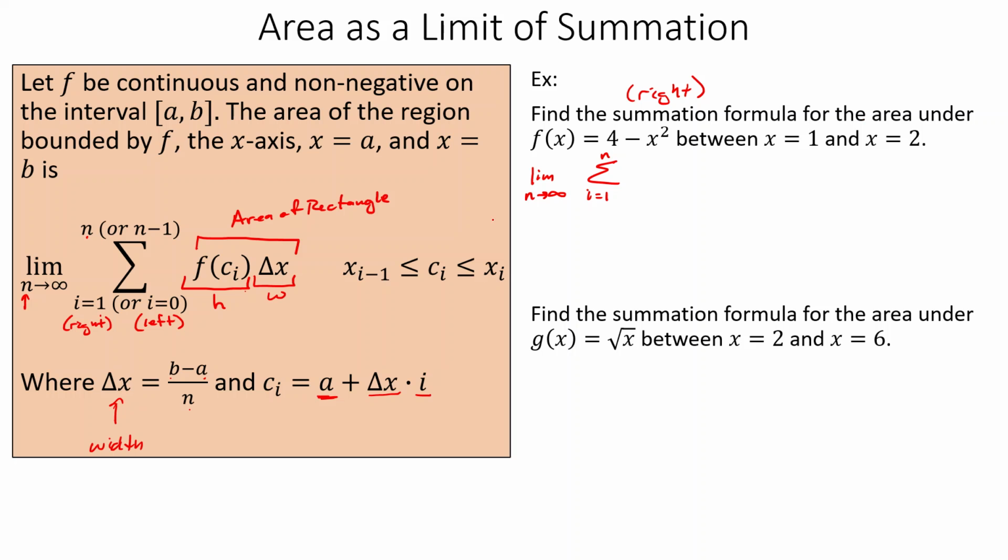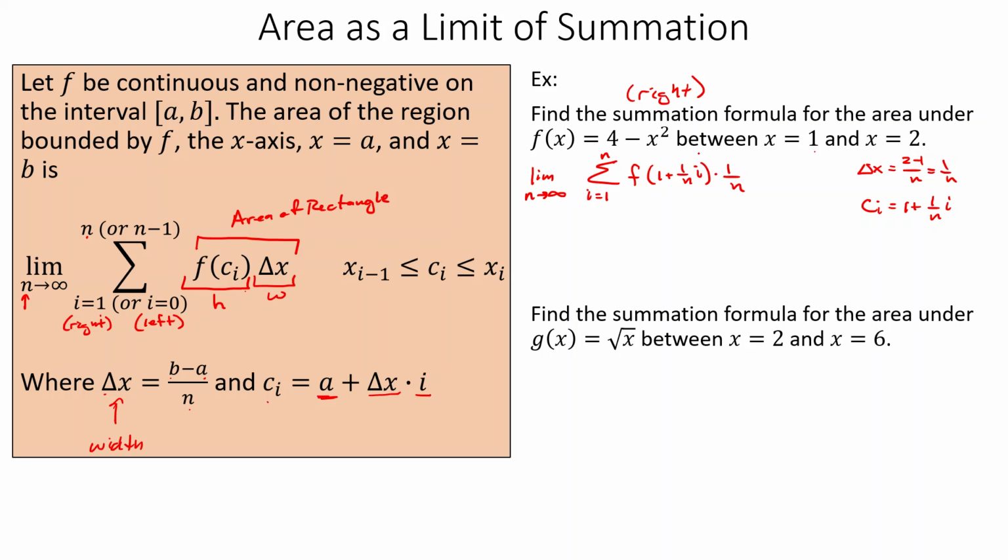Let's take it one step at a time. We need to find delta x. Delta x will be 2 minus 1 divided by n, or 1 over n. And we need to find what this c sub i is going to be, where we want to plug in each one. It's going to start at 1, and we're going to have plus delta x times i. In other words, we would have f of 1 plus 1 over n times i, times our delta x, which is 1 over n.